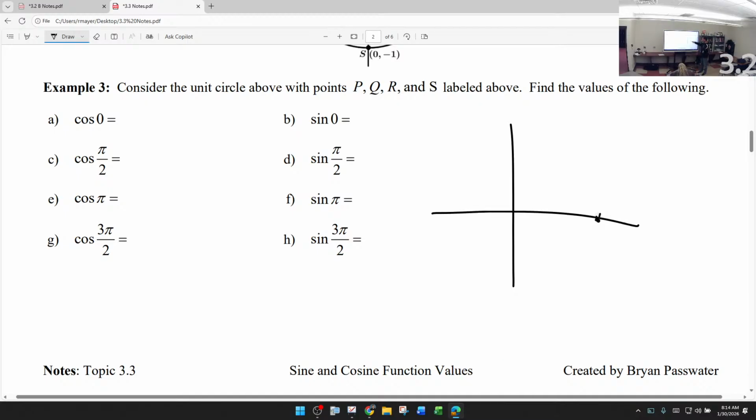Cosine 0. 0 is right here. How far does cosine have to go out? 1. You should know that cosine of 0 is 1. Learn that day one when we started talking about a dog and a duck. The duck's on the water. Cosine had to go 1 unit out there to get him.